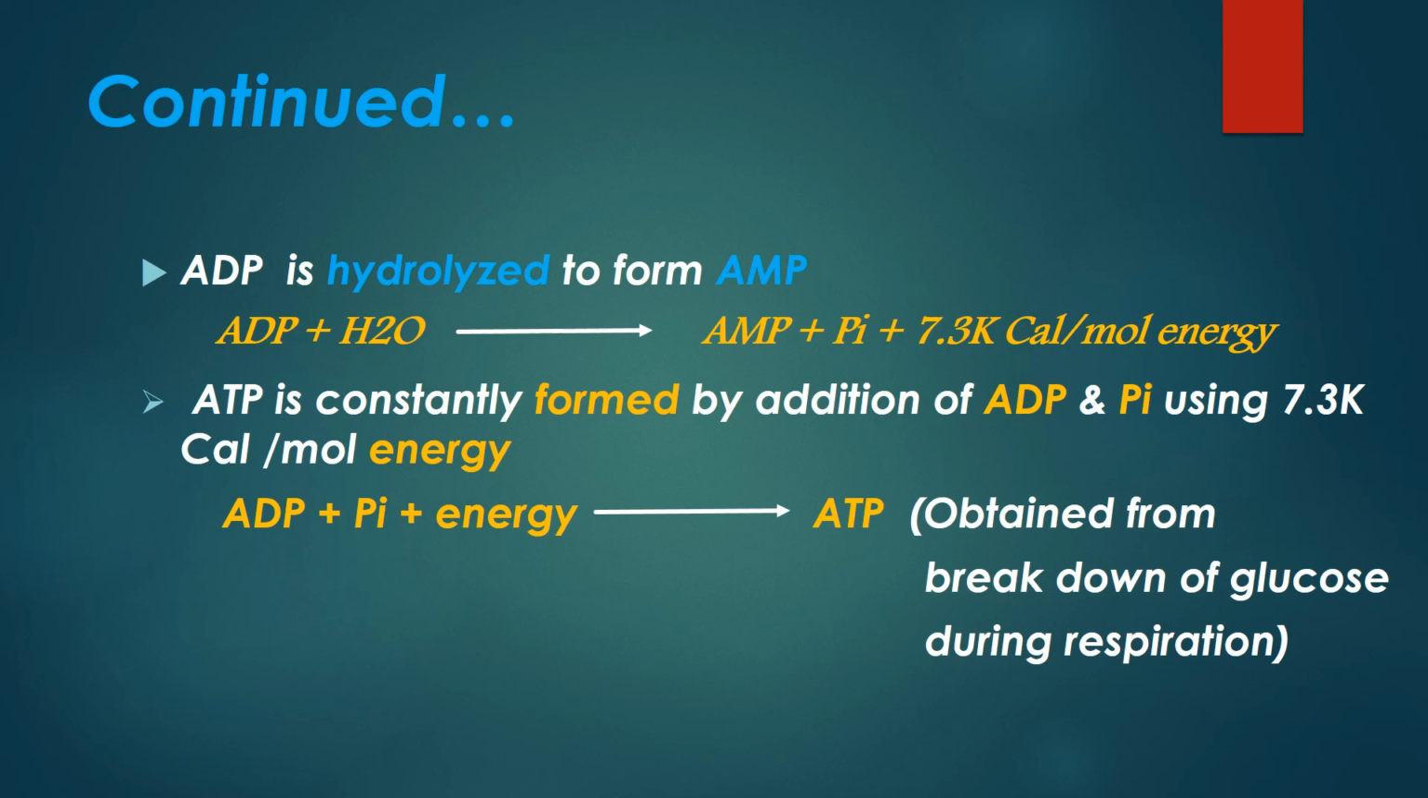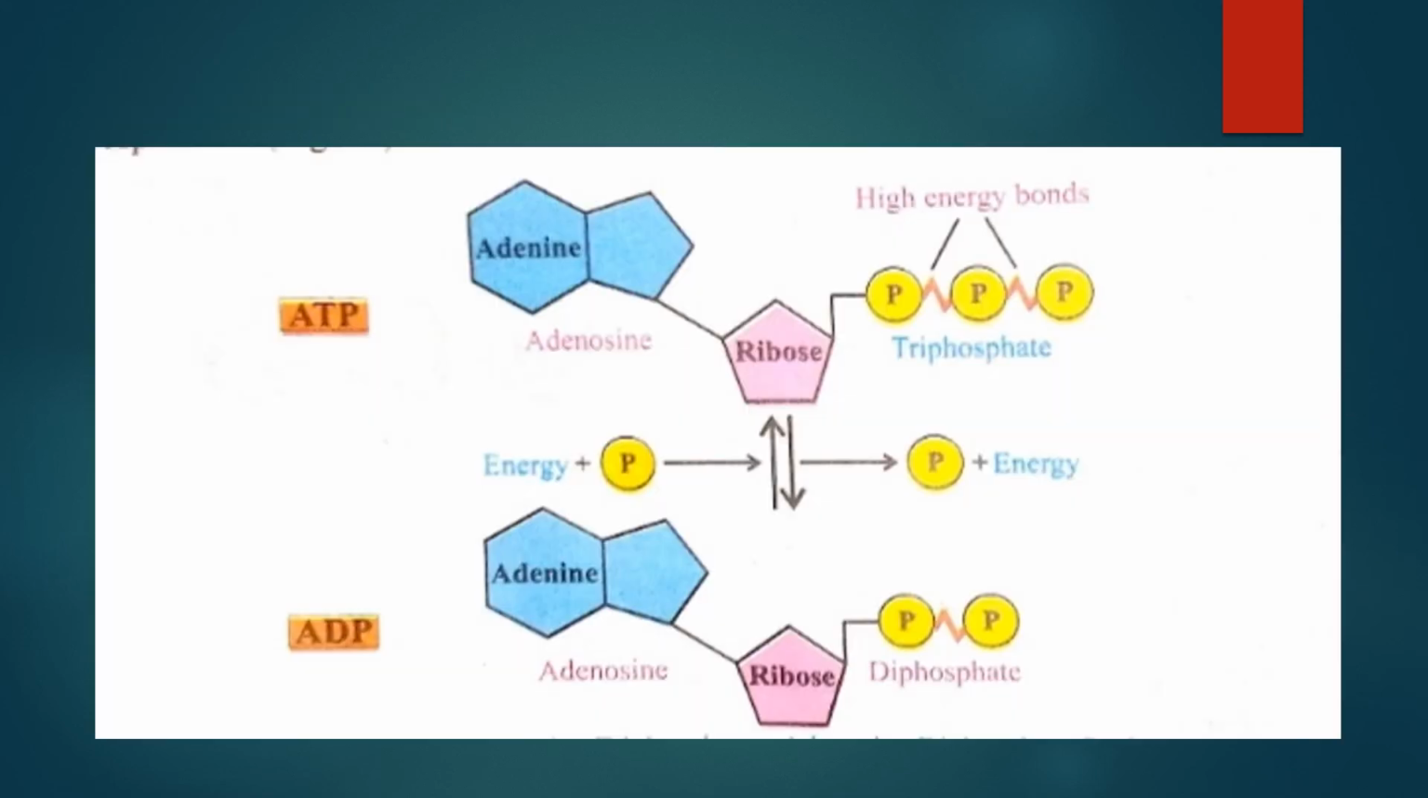And this ADP, where do we get it from? When we eat food, in our food, in our nutrients, there is glucose, and we get this ADP by the breakdown of glucose during respiration. When glucose is broken down during respiration, energy is released, and that energy is stored in the form of ATP. So we get this ADP from that glucose by the breakdown of glucose.